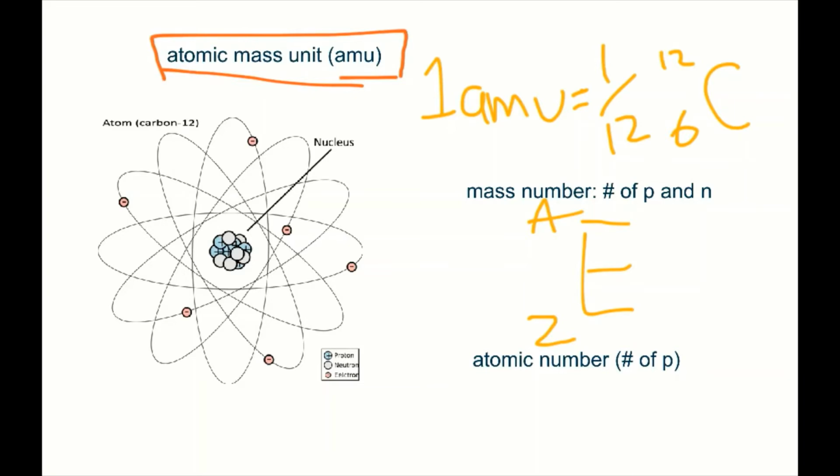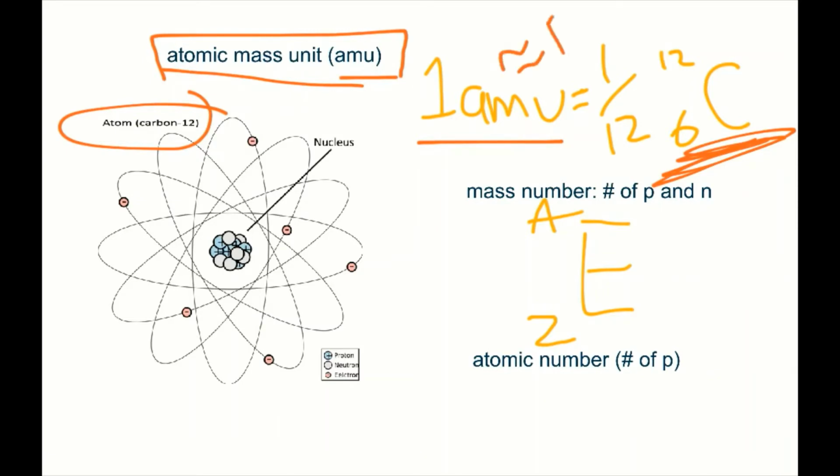Now let's talk about what exactly an atomic mass unit is. Well, one atomic mass unit is exactly equal to 1/12 of a carbon-12 atom, which can be also written like this, and I'll show you how to write it like this very soon. And something else you should know is that one atomic mass unit is approximately the mass of a proton, which is approximately equal to the mass of a neutron. So keep that in mind.